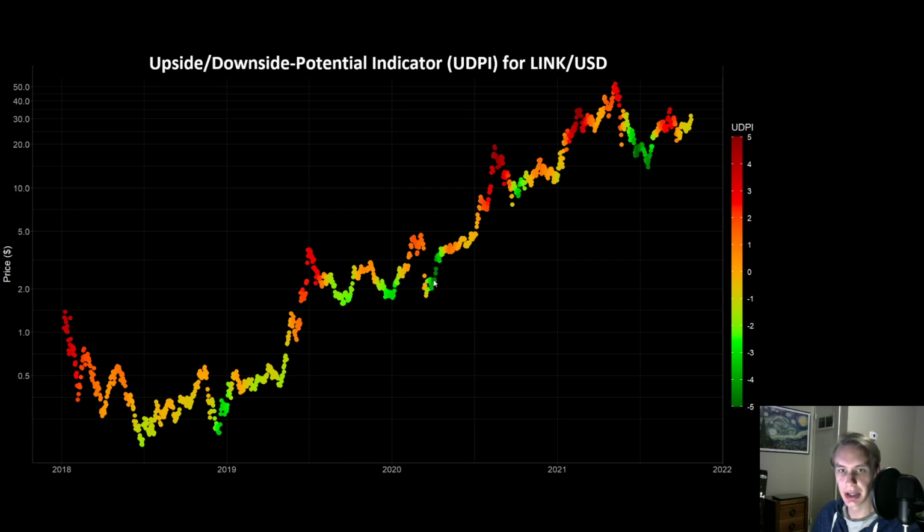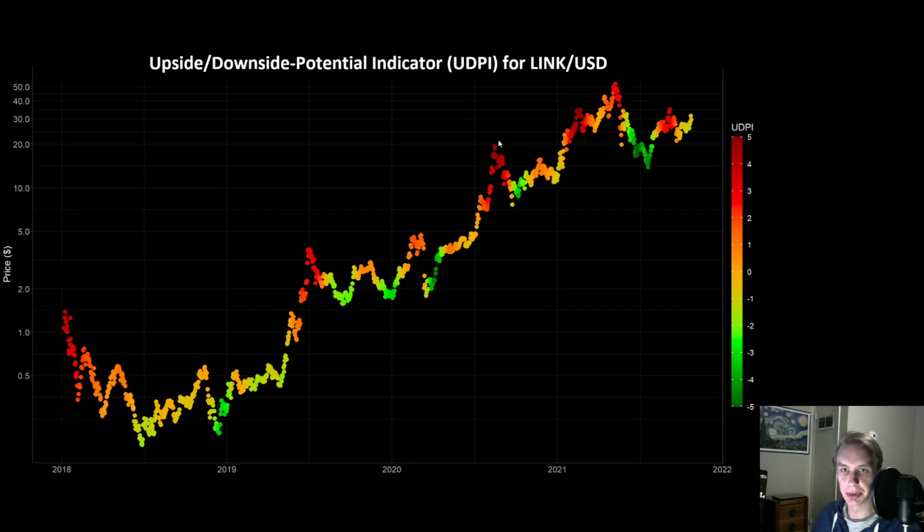And then sure enough, once it flashed this deepest green, that preceded this big run that ultimately led us up to this peak we saw in August of 2020. And Link actually did a 10x from here, from this $2 range up to about $20 up here.